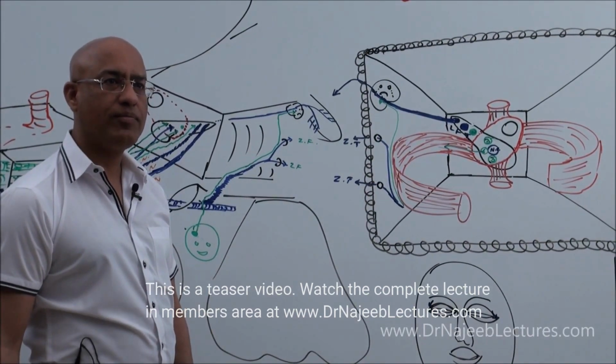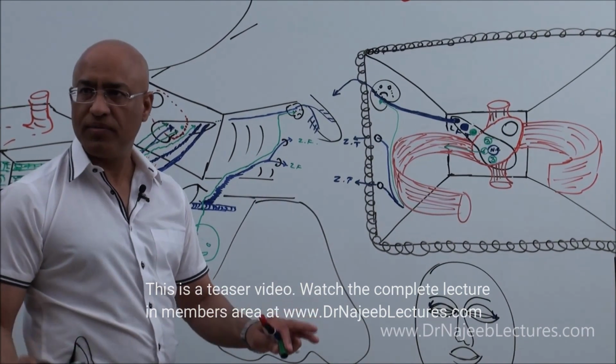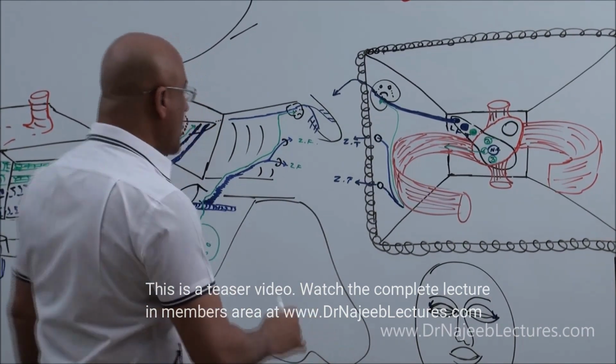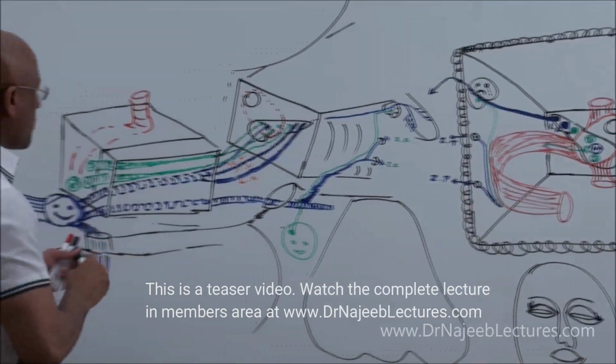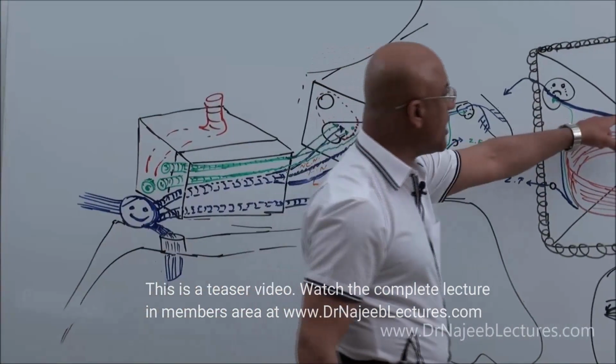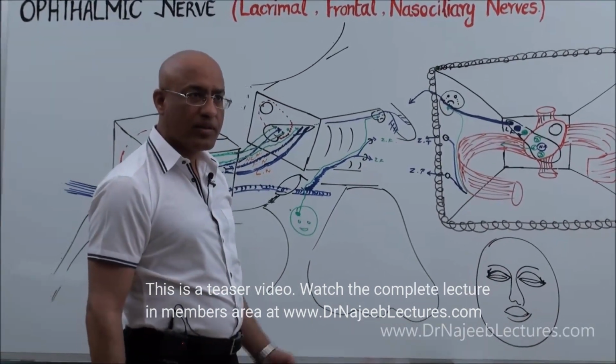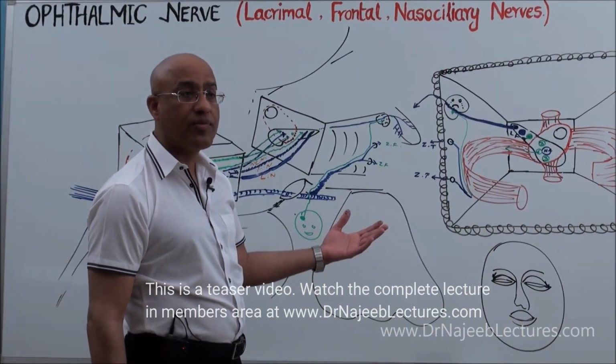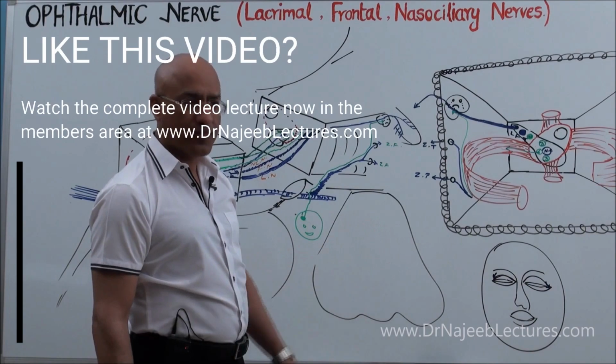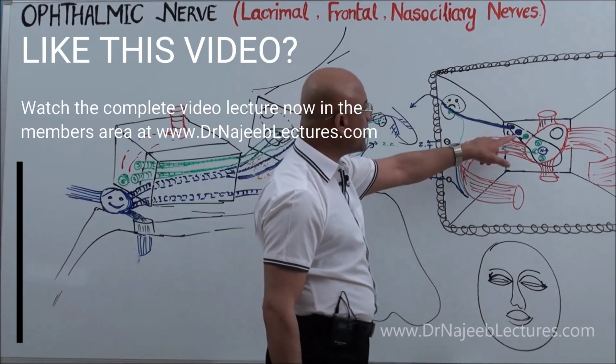Any question? Really no question? Yes, okay. So these were important points related to which nerve? Lacrimal nerve, right? The lateral most and smallest branch of the ophthalmic nerve. Now we come to the second. What is this branch?